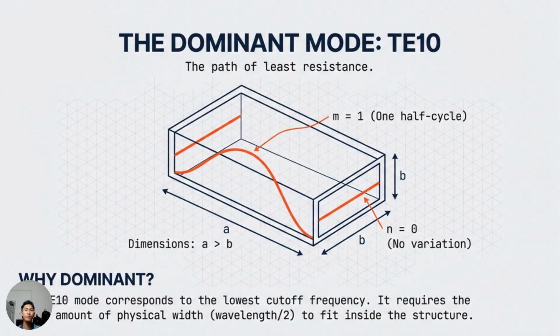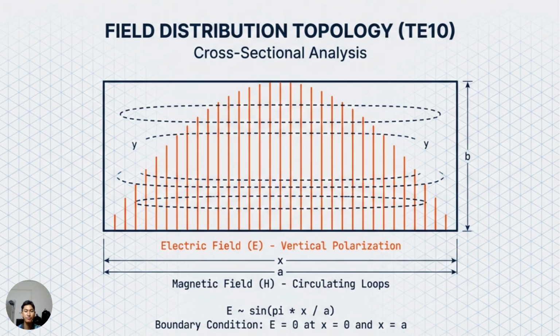The dominant mode in a rectangular waveguide is the TE10 mode. This mode has one half-wavelength variation across the wider dimension and no variation across the shorter dimension. It is called the dominant mode because it has the lowest cut-off frequency, meaning that it is the first mode that can propagate as frequency increases.